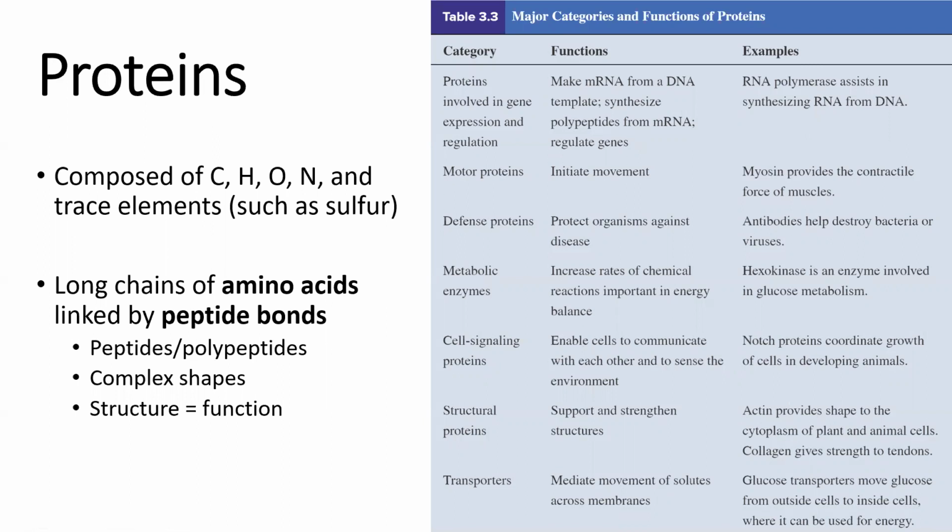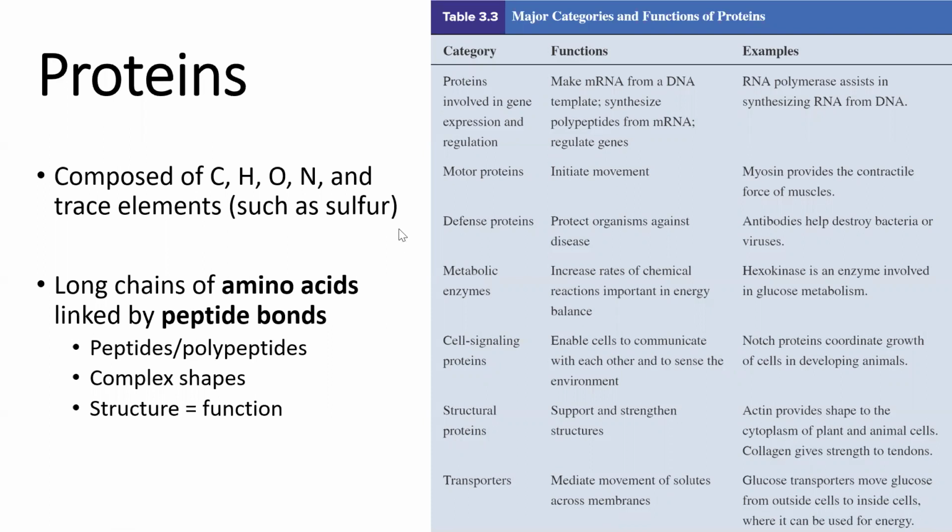So if you take a cell, an ordinary cell, and you drain it, about 40% of the dry weight of a cell is protein. And then here's a really important concept again, that structure equals function. So that structure of the protein must remain intact in order for the protein to carry out its function.